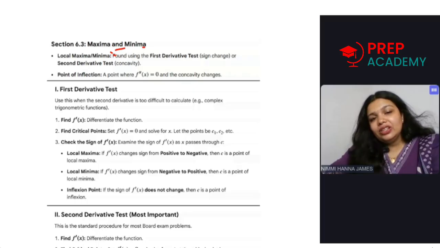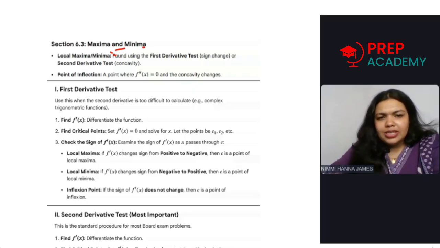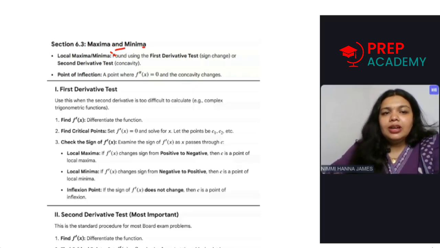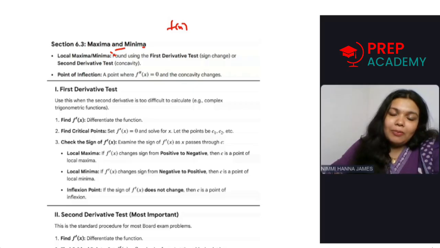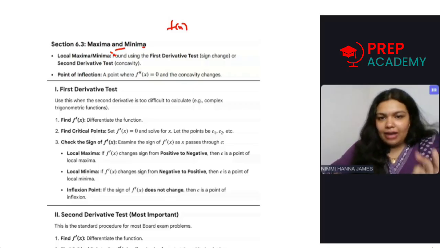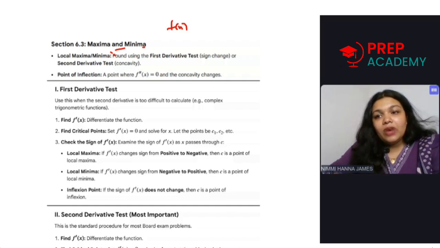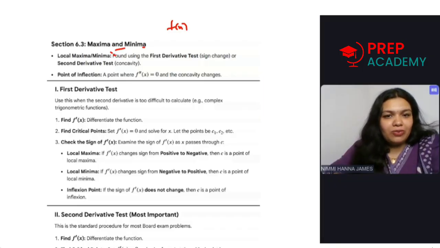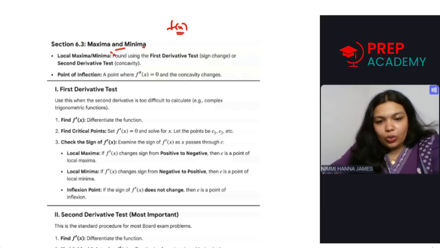So what are maxima and minima? Maxima and minima mean that for a function f of x, it takes a maximum and a minimum value that the function can take. We will be finding the local maxima and local minima, meaning the point where the function will be maximum and the point where the function will be minimum. Those points are the local maxima and local minima.